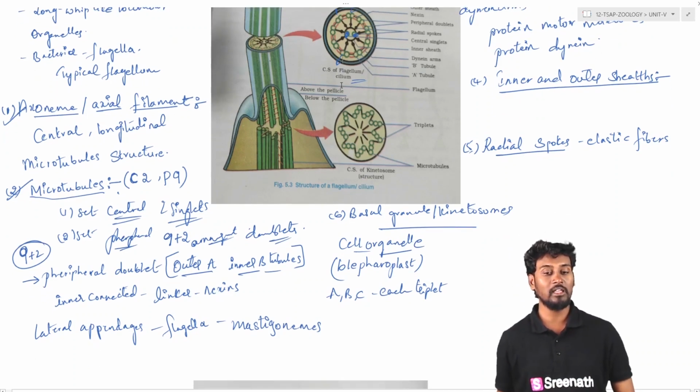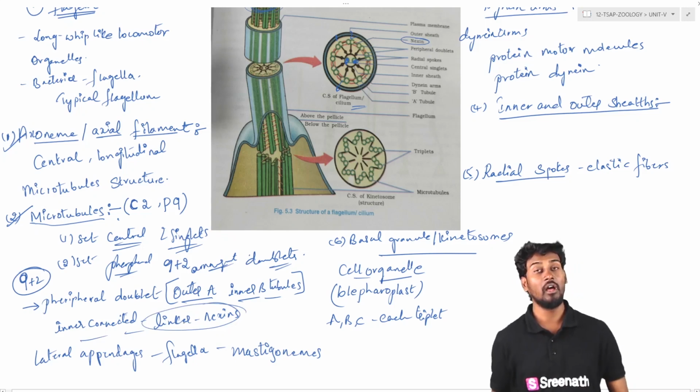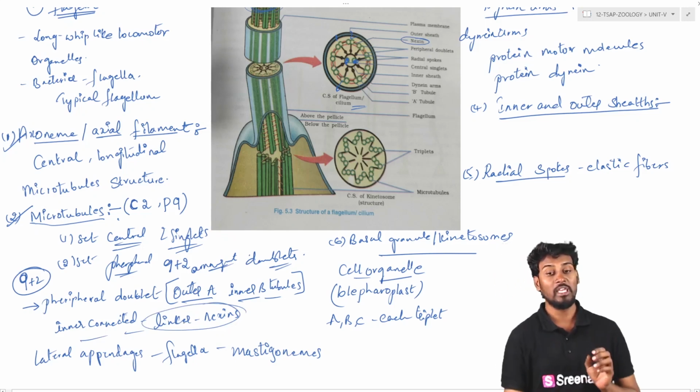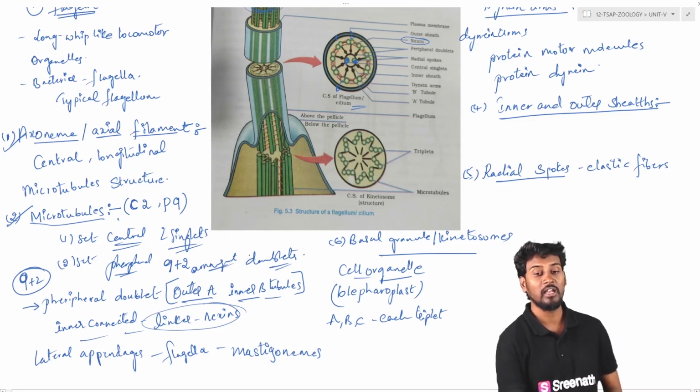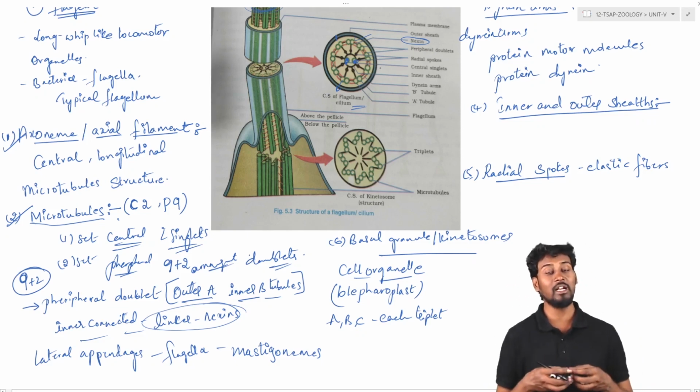So apart from this, next we are also discussing the nexin. So what is nexin? Nexin is nothing but an interconnection that is linking the doublets to each other. So here we can see there is a connection. This connection, which is generally shown in the diagram, that is interconnecting the two doublets together, is called nexin.